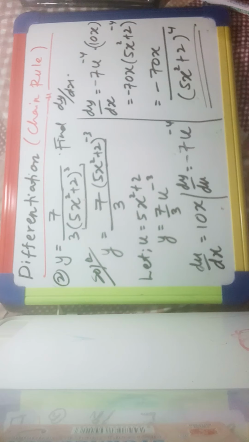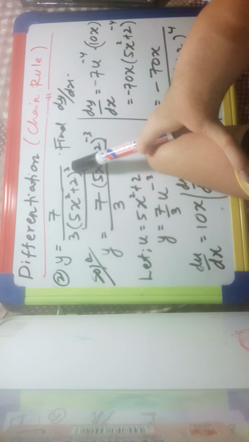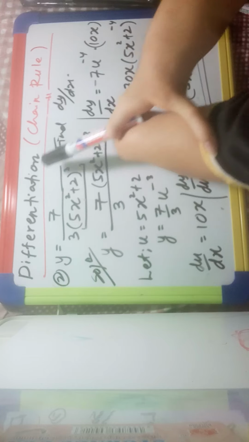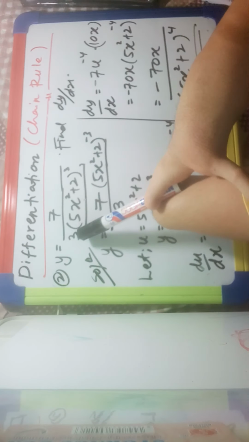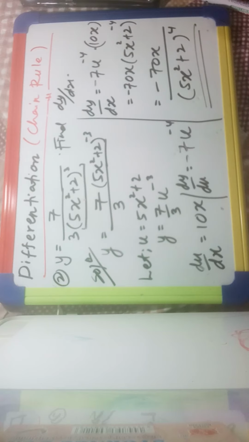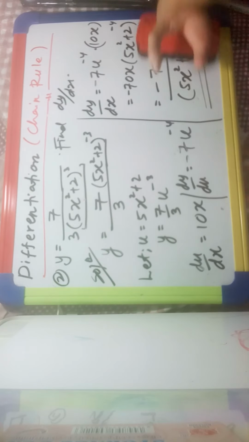dy over dx. Always remember, when you want to bring up the denominator, bring the thing in the bracket up there. Leave alone the constant 3 as the denominator. Next example.